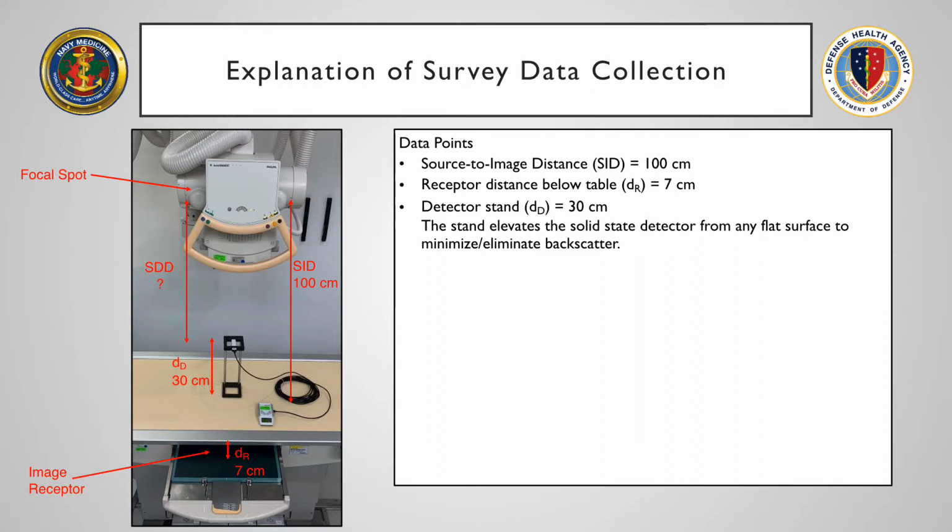So to calculate your source to detector distance, you take your source to image distance, subtract your image receptor depth below the table and your detector stand distance, and you come up with 63 centimeters after you substitute your values.